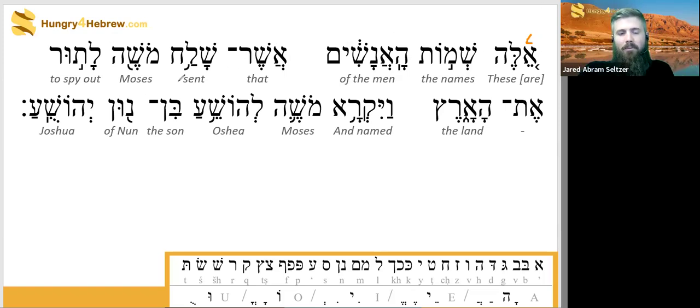Okay, so we just read through the 12 names. These are they. Oh, and by the way, Moses called Hoshea bin Nun Yehoshua bin Nun.